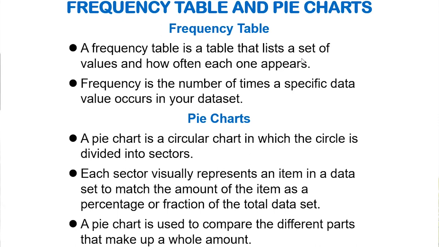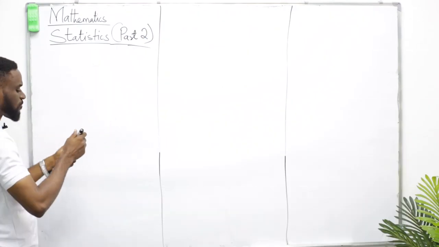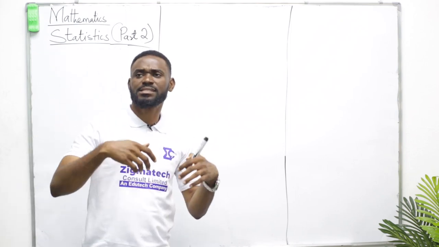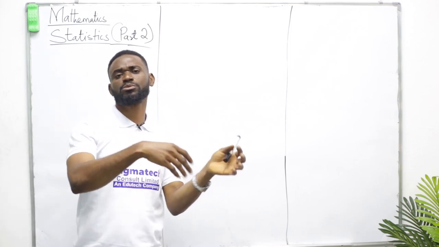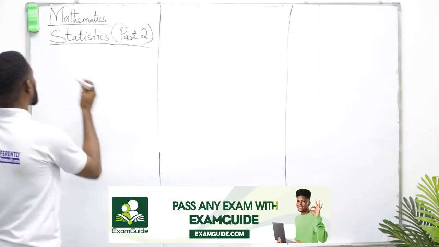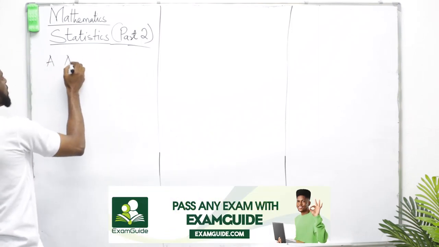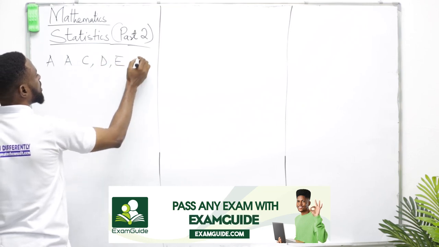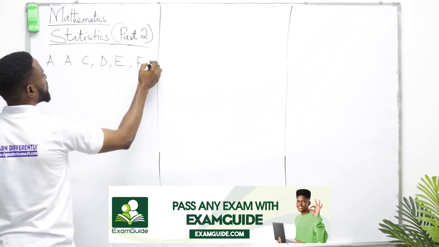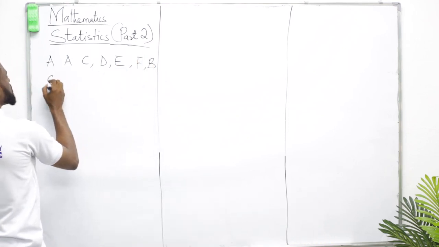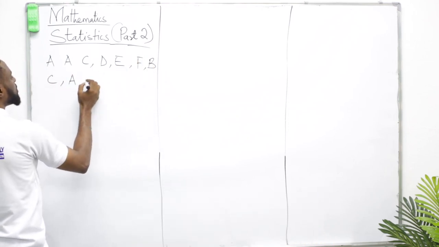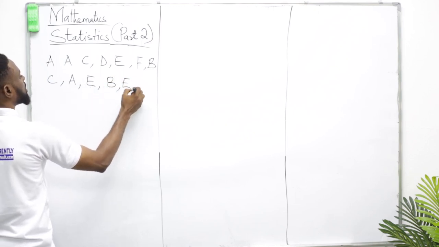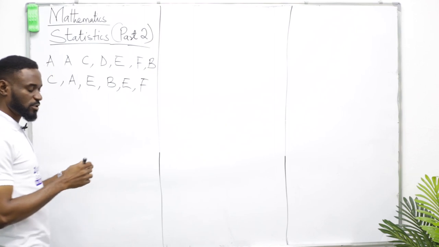For example, if we say these are the values of the scores that some students had in a class. Let's say A, C, D, E, F, B, C, A, E, B, E, F. Let's look at this. Do you understand that now?